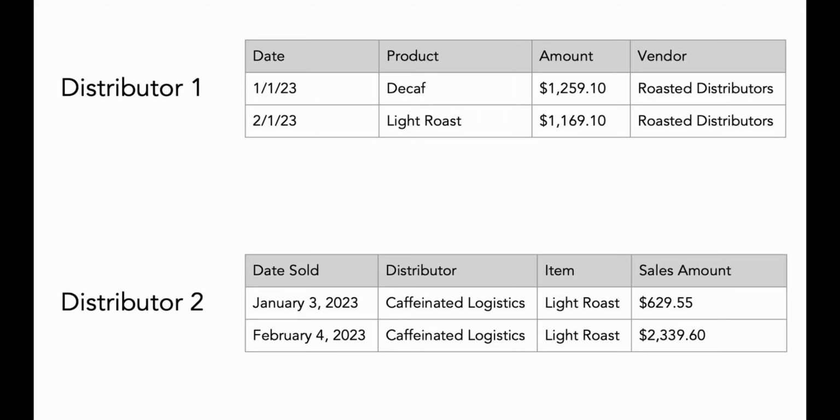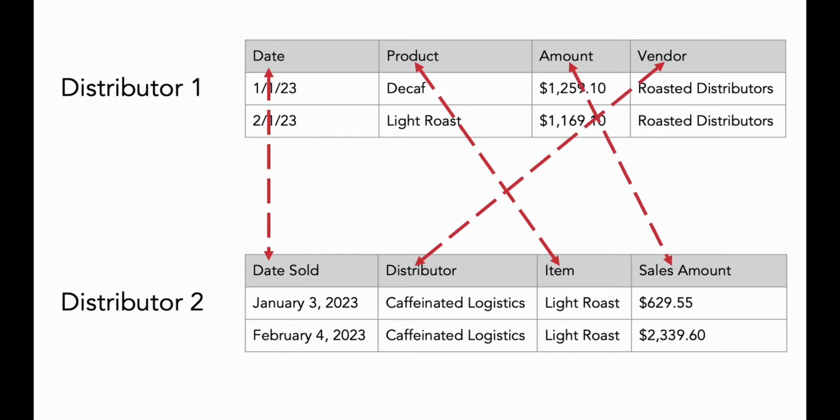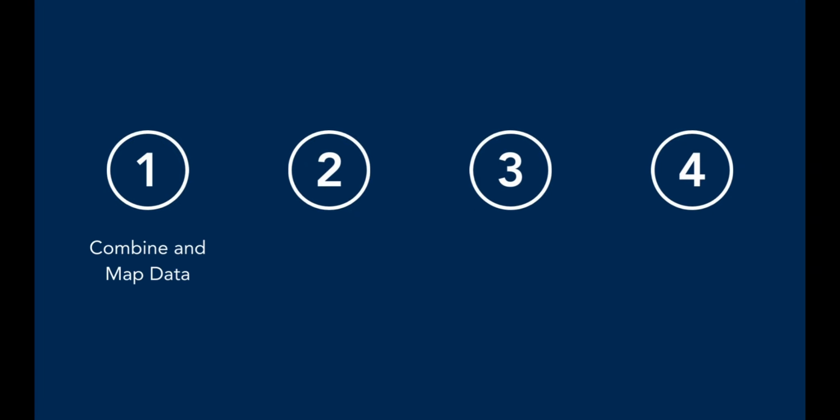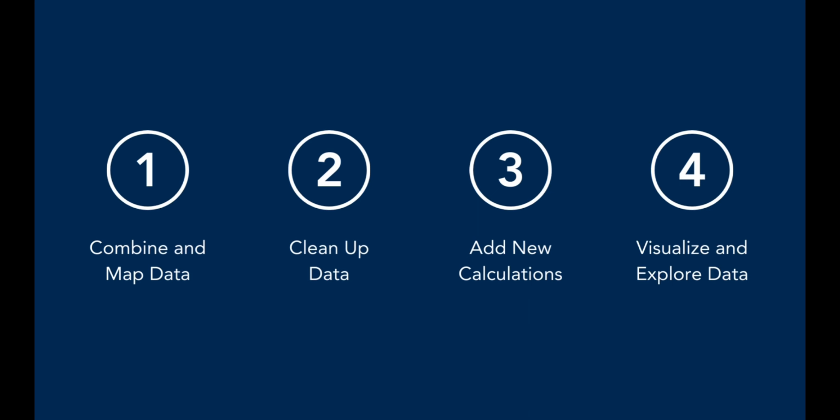Have you ever had similar data that you need to combine together, but the field names don't match? It typically means a pretty manual process to line up header rows and names, but with StarLifter, we have tools that make this a breeze. In this video, I'm going to show you how to combine and map data, clean up data, add new calculations, and visualize and explore data.